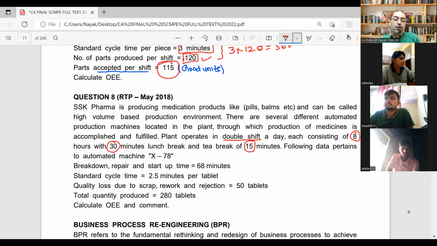Following data pertains to automated machine X78. Breakdown, repairs and startup time is 68 minutes. Standard cycle time is 2.5 minutes per tablet. Quality loss due to scrap, rework and rejection 50 tablets. Total quantity produced 280 tablets. Calculate OEE and comment. So first start with calculation of loss of time per shift. Calculate the 3 ratios, multiply, tell me what is the value of OEE.